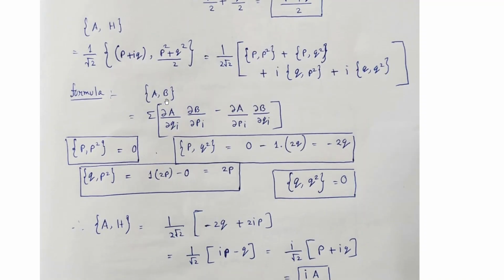Now the formula for Poisson brackets, you may remember, is del A by del q_i into del B by del p_i minus del A by del p_i into del B by del q_i.